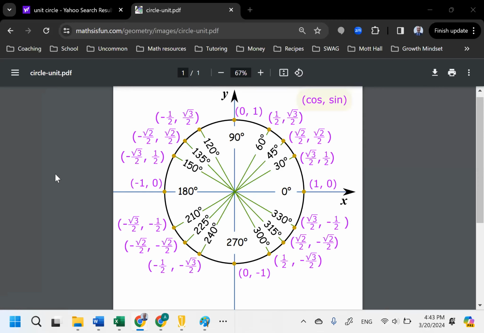Okay, when we draw these triangles, remember we're working off the unit circle, and how long is the radius? The radius is 1 unit. This is 1 unit. This distance is also 1 unit. This distance from the origin to the top is 1 unit. That's why it goes to 0, 1. It's 1 unit up from the origin. So the radius is 1.